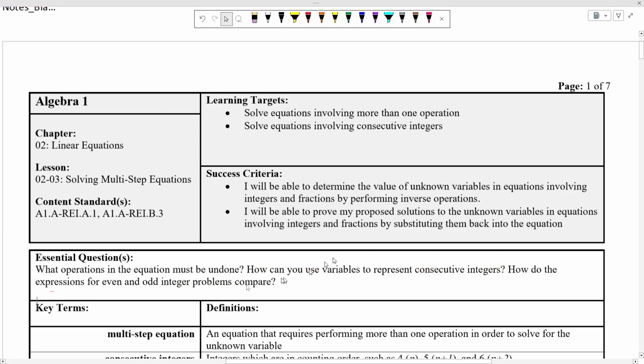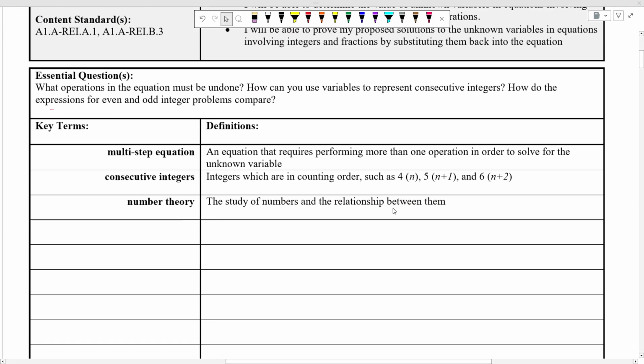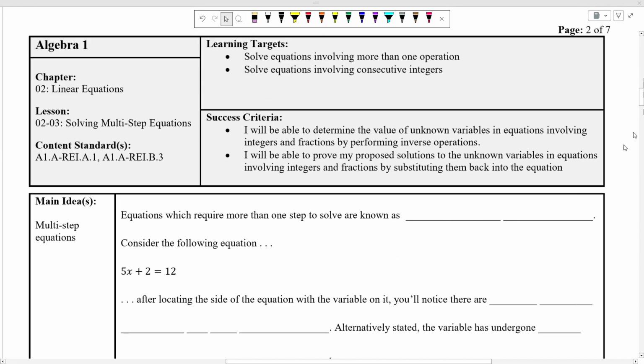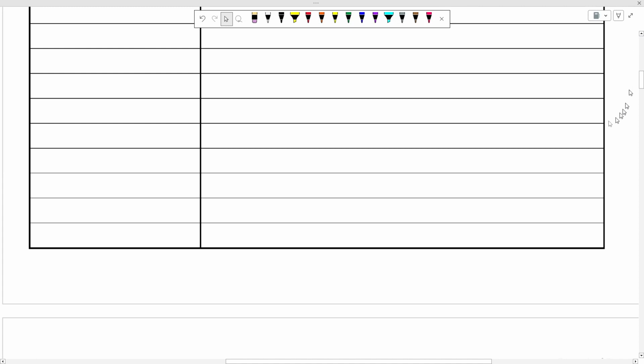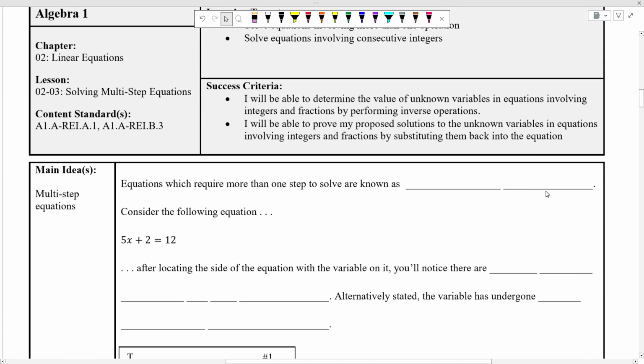All right, so without further ado, let us proceed on to the meat of this topic here. Anyways, like I was saying, our whole goal, solve multi-step equations. Here we go. Equations which require more than one step to solve are indeed known as multi-step equations. Okay, so let's see, consider the following equation, this one right here, guys.